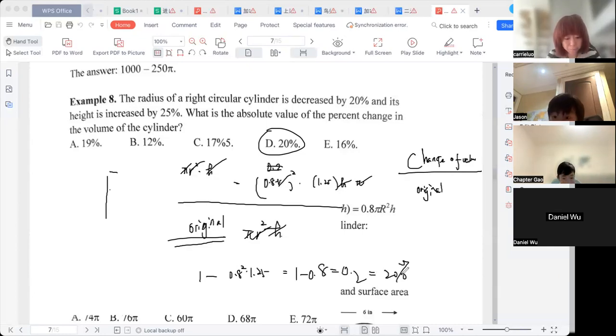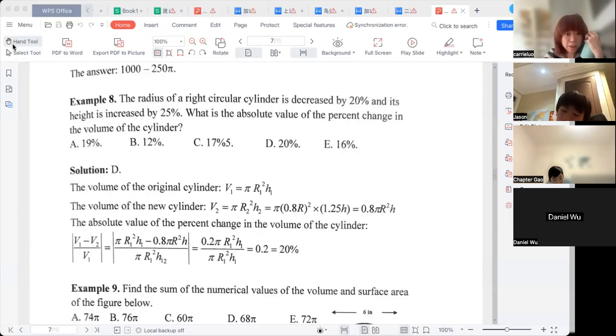How did you know that 0.8 squared times 1.25 was 0.8? Wait, what? Which part don't you understand? Tell me. Which part? Jason? Isn't... Oh, wait, never mind. Okay, so if you get it, we're going to move forward to number 9, okay?